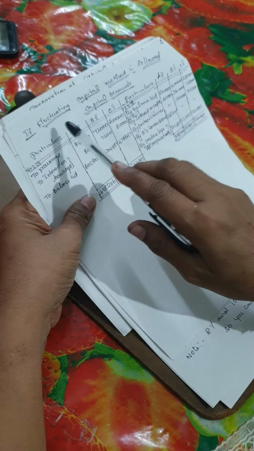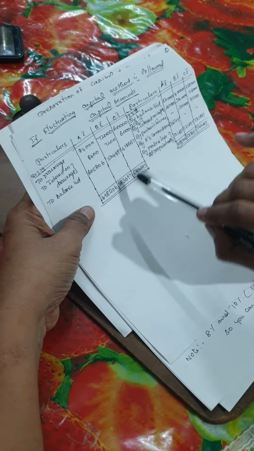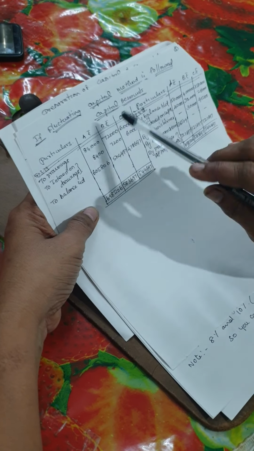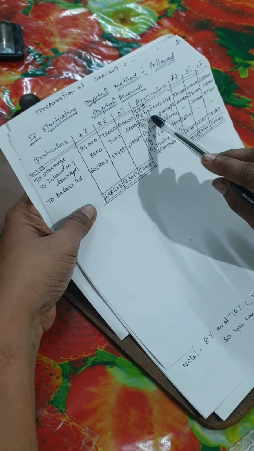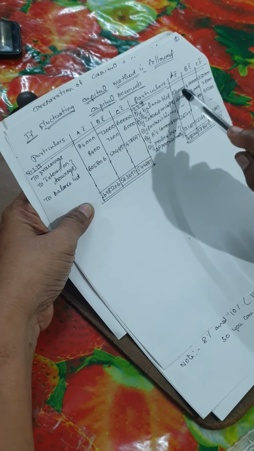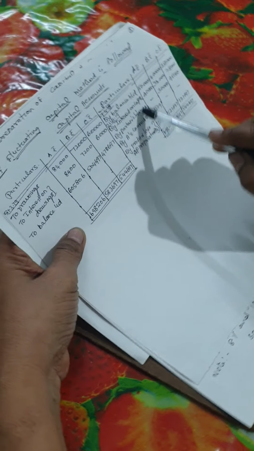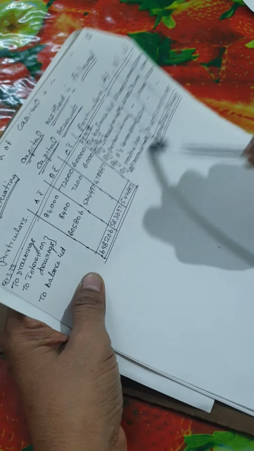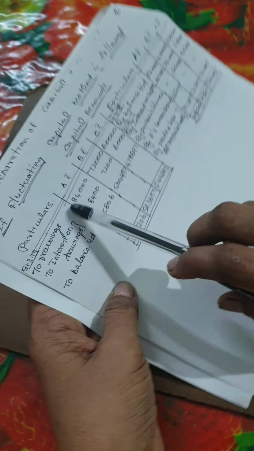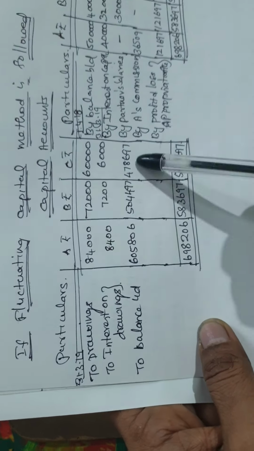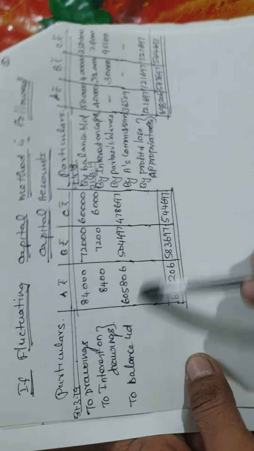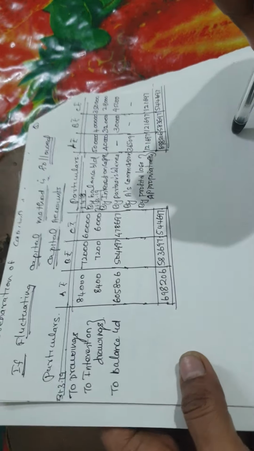Supposing you are going to follow only the fluctuating capital method. Here we will write all the items in the capital account itself. By balance brought down, opening balance, and all these are again income items for the partner: interest on capital, partner salary, A's commission, profit. On this side, drawings, interest on drawings. So you get a difference; this amount is the closing balance of the capital account.